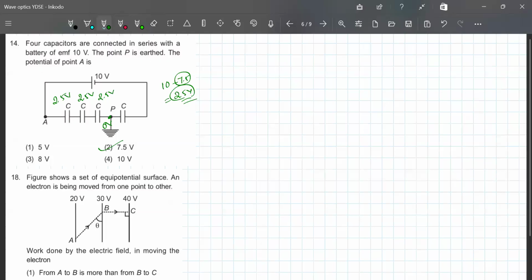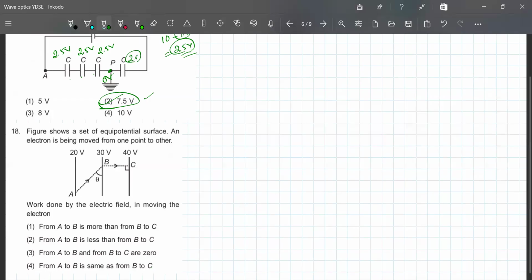So if you store here 2.5, 2.5, 2.5, the total is 7.5. Here also it becomes 2.5, but we want the potential to be 0, which means here we want minus 7.5. So the answer is 7.5 volts here. Okay.